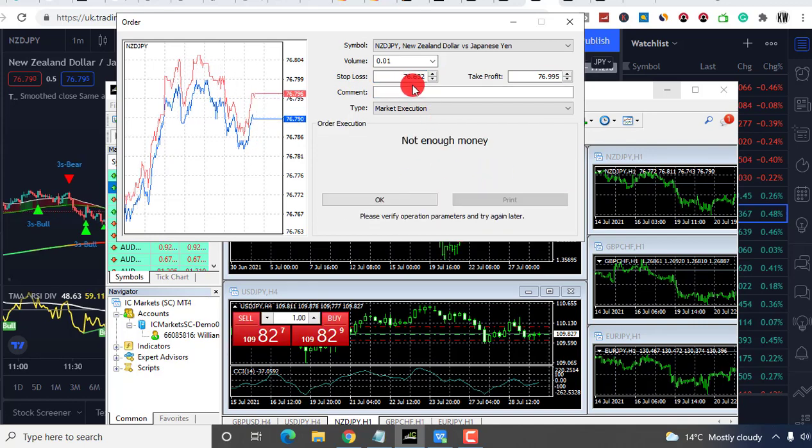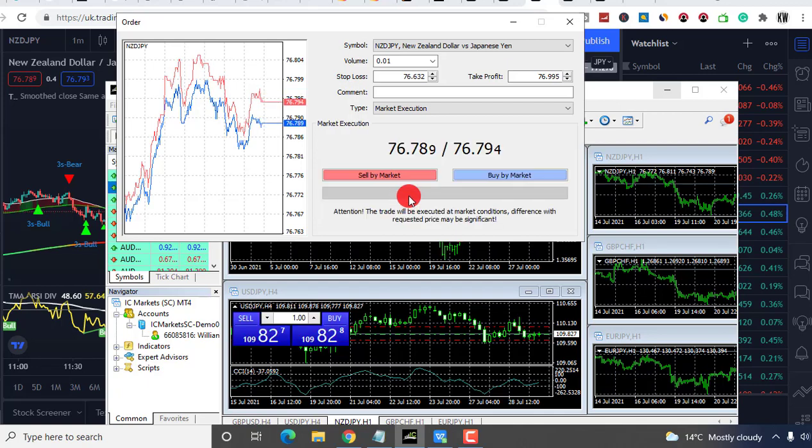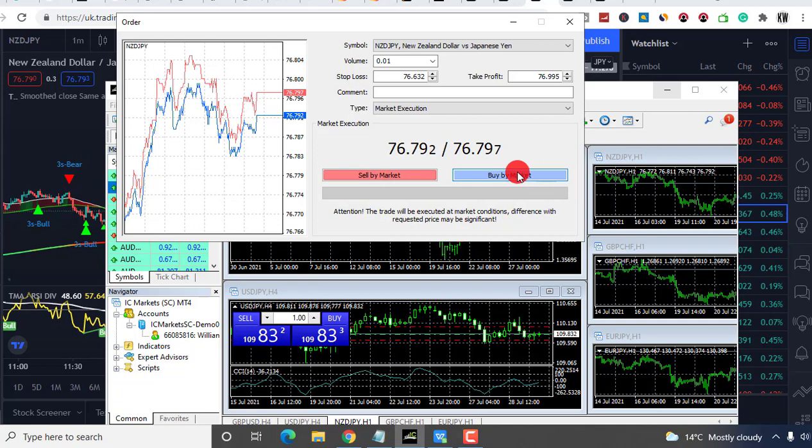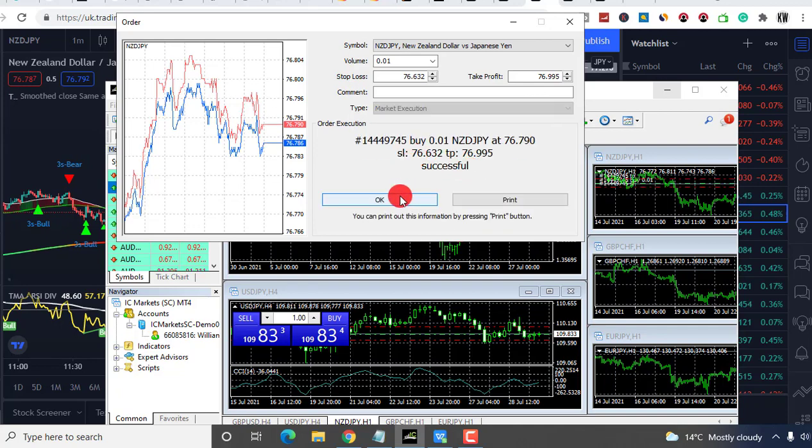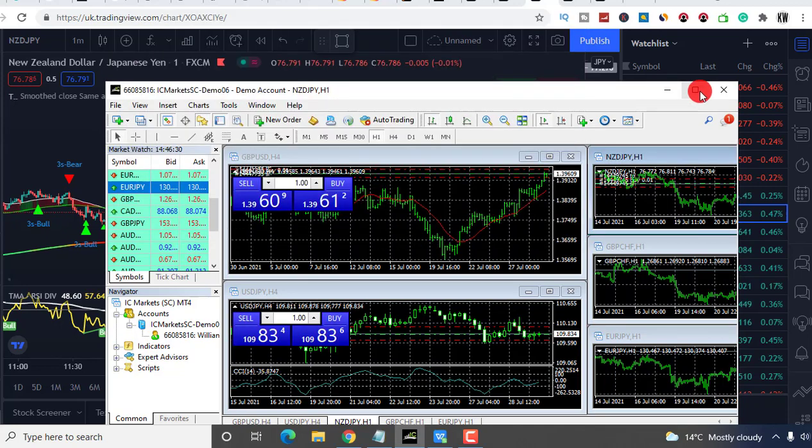It says it's not enough money. Wow. I don't know why there's not enough money for that lot size. Anyway, I'm just going to leave it over here. Oh, we did it. Okay, so we have 3 trades placed over here.